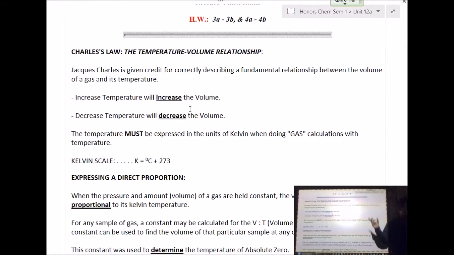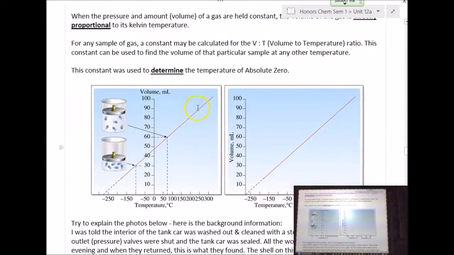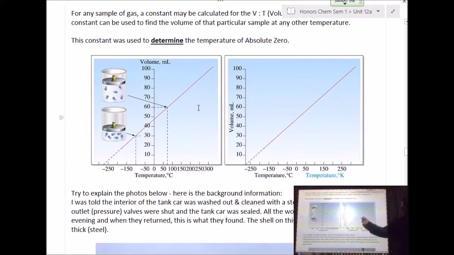So the first one is Charles' Law, and this is a temperature-volume relationship. And let me go to the little graphic there. So looking at the two graphics here, as the temperature increases, what happens to the motion of the gases? They increase. They get faster. They actually expand. They get farther away from each other. As the temperature gets lower, they get slower. They don't move around as much, so the volume decreases. So as the temperature goes up, the volume goes up. As the temperature goes down, the volume goes down.